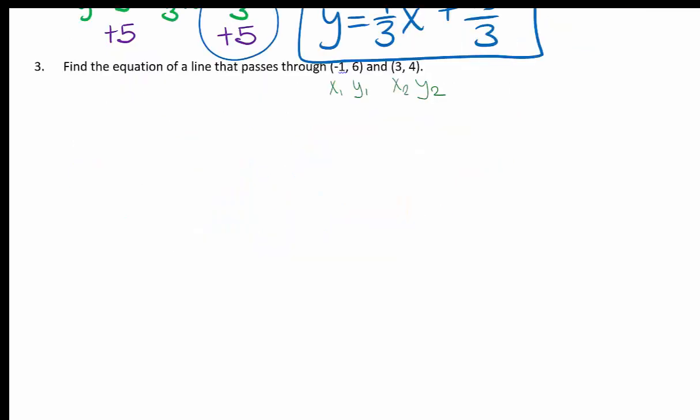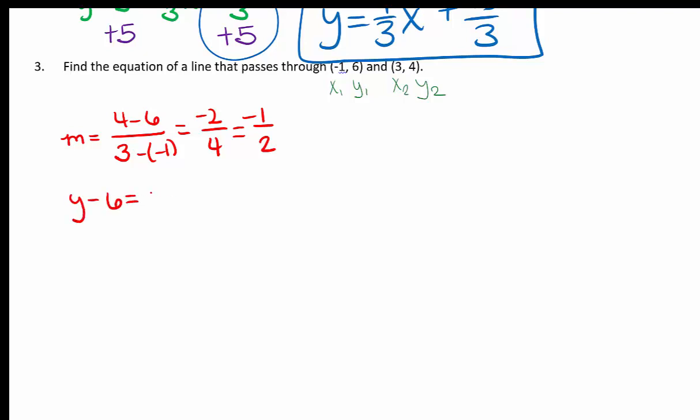Let's do one more example that's similar. Once again, they gave us 2 points, so I'm going to have to start by finding the slope. I'm going to take my change in y over my change in x. That's -2 over 4, or -1/2. Then I plug everything into the formula. Y minus y1 equals the slope times x minus x1. X minus -1 is the same as x plus 1.